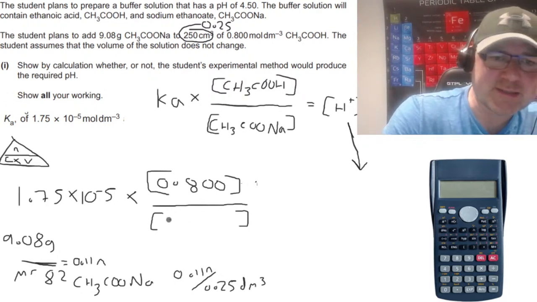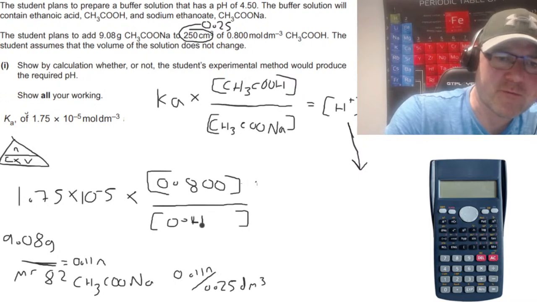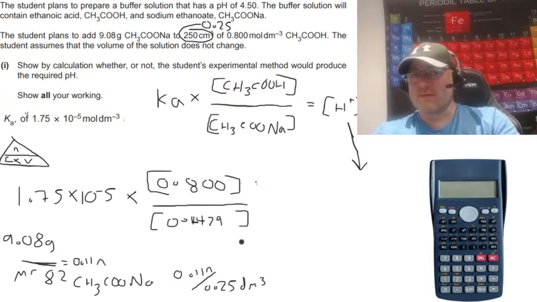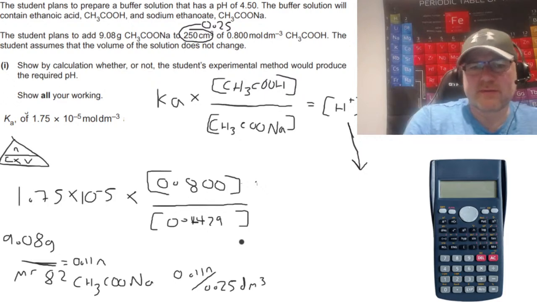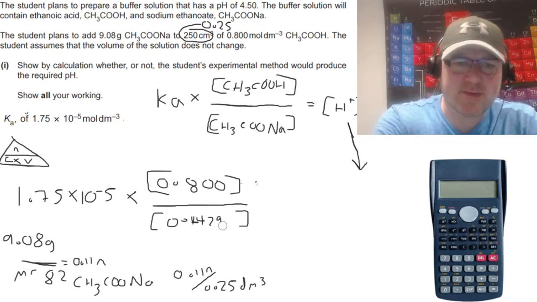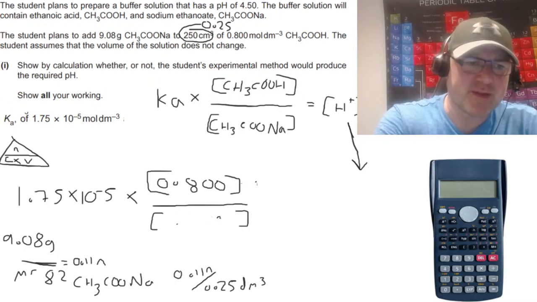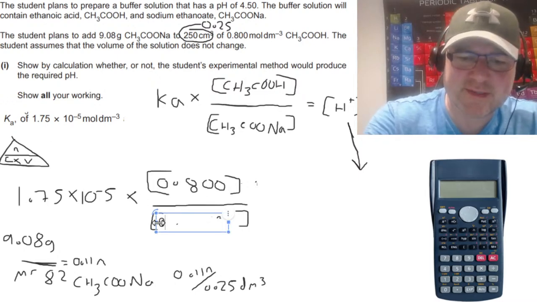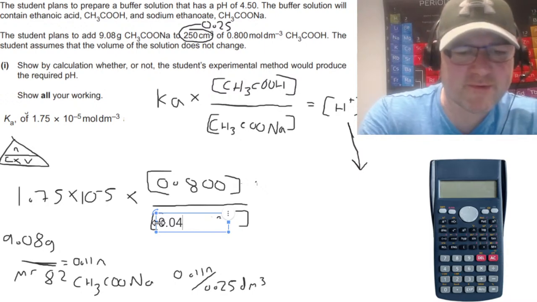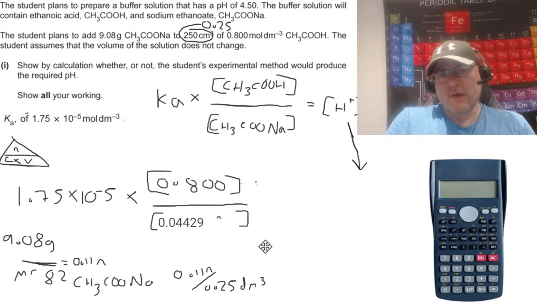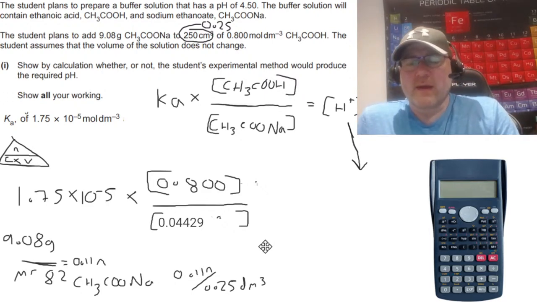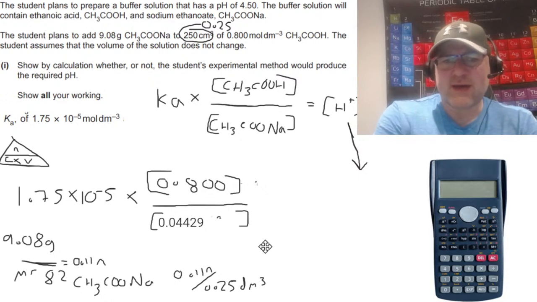And what I get is 0.4429. I could round that to 0.4430. There we go. That is the worst writing ever. No one can read that. Okay, 0.4429 on my calculator. You could round that to 0.04430. Okay.